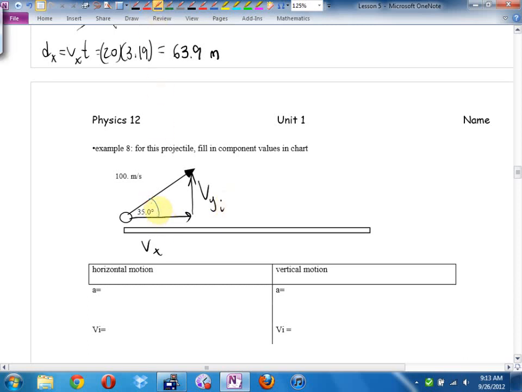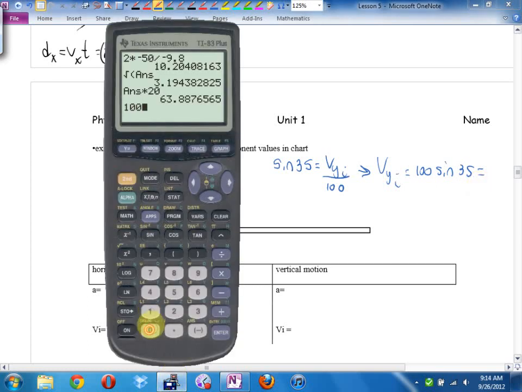Here's my angle. Opposite, hypotenuse, adjacent. Let's find, well, what do you want to find first, Cole? Vertical or horizontal? I don't care. Okay, which trig function? Sine. Sine of 35 equals Vy initial over 100. In fact, I'm pretty sure, Cole, Vy initial is going to be 100 sine 35.